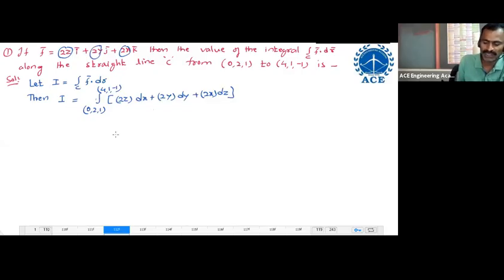Now we have to evaluate each integral. We have a sum of 3 integrals only. First one is the integral of 2z dx. Second one is the integral of 2y dy. Third one is the integral of 2x dz only.